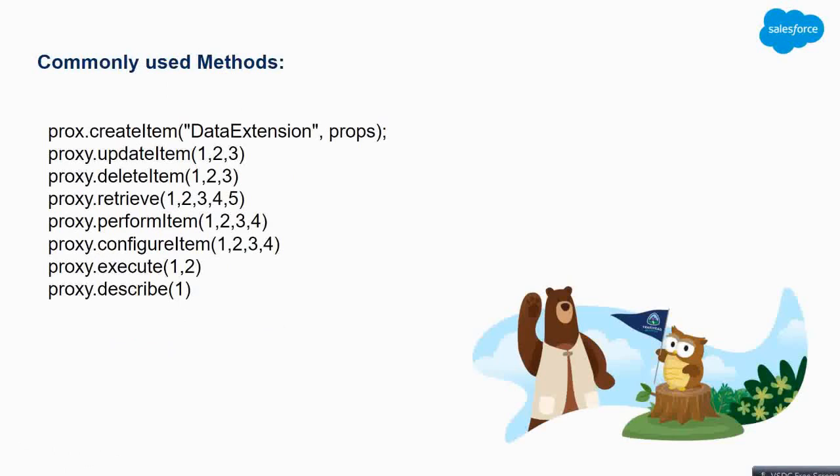So some most commonly used methods in WS proxy. Okay, so create item, you can create a data extension or maybe an automation using WS proxy. You can retrieve some data. Okay, let's say, as I've told, you can retrieve the list of data extensions, or maybe the list of all the emails. What are the emails in a particular business unit? You can retrieve that. You can retrieve some tracking data.